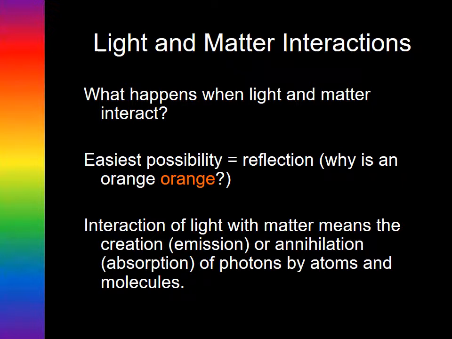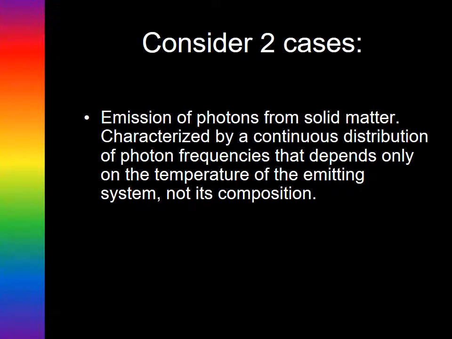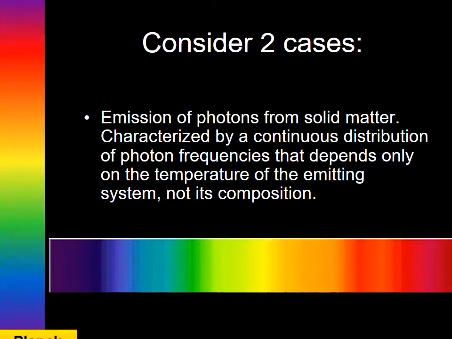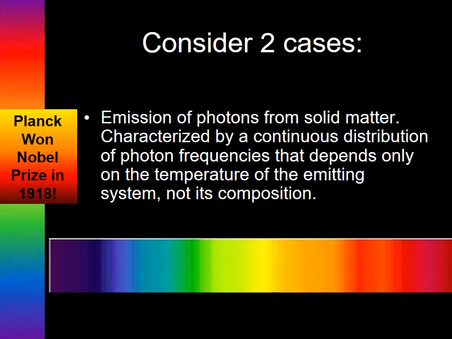Interaction of light with matter means the emission or absorption of photons by atoms and molecules. So we're also going to talk about what happens when you get absorption and then later emission. Let's consider what happens when you heat up a solid object. As Planck found, it will give off all the colors in a spectrum, and if you look at it through a prism or diffraction grating, you will see what we call a continuous spectrum. All the colors are there.